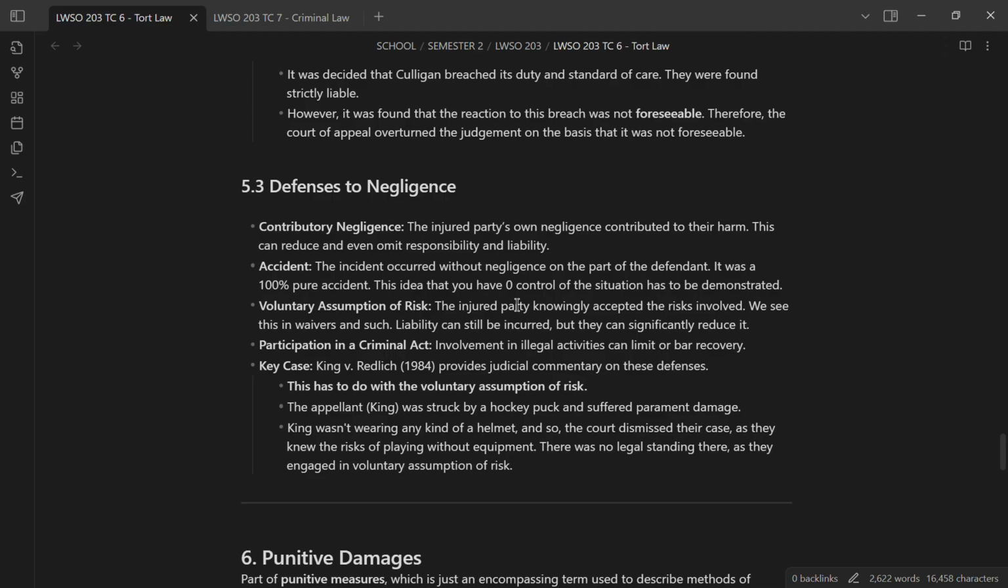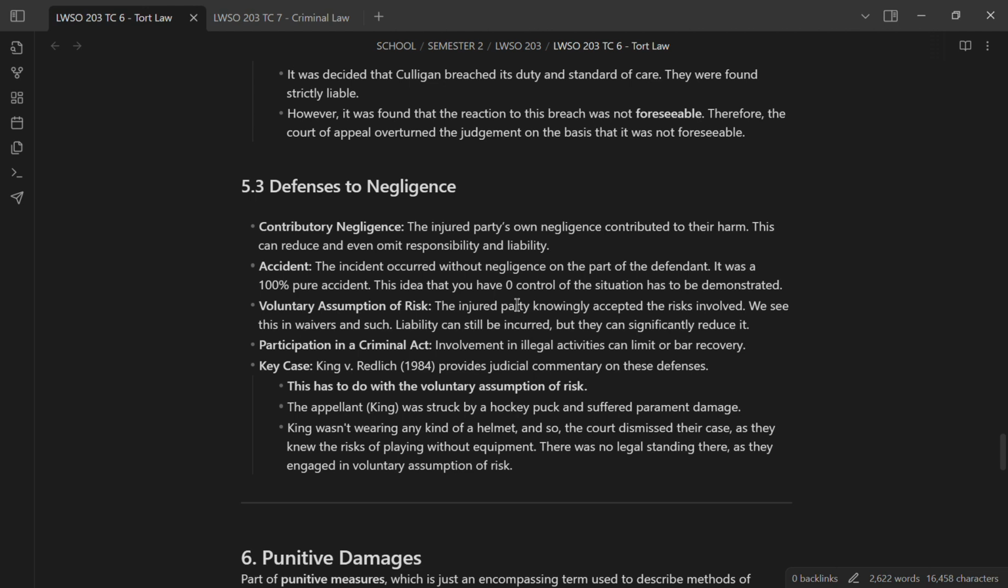Defenses within negligence, looking at a couple of those, just like we did with intentional torts. First, we have contributory negligence. This is saying that the injured party's own negligence contributed to their own harm. This can reduce and even omit responsibility and liability for the person that is being sued, or the defense, right?